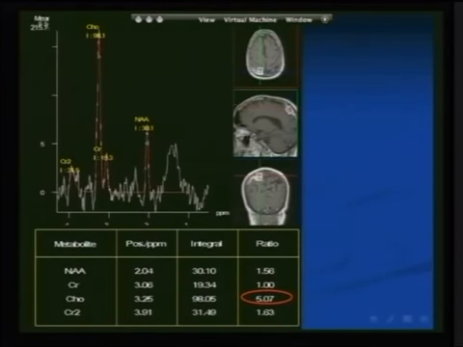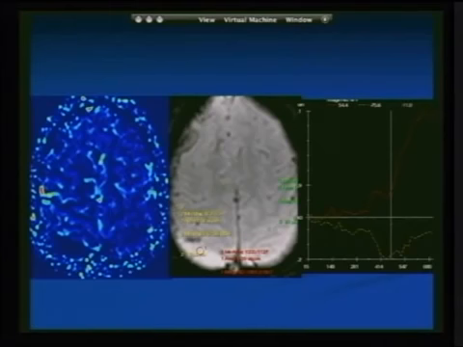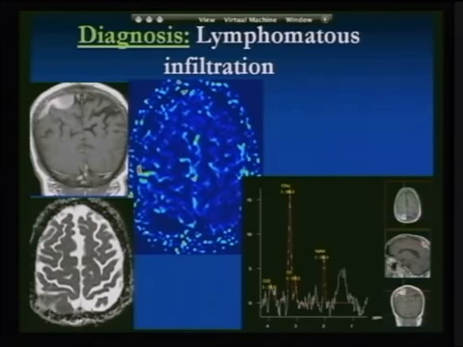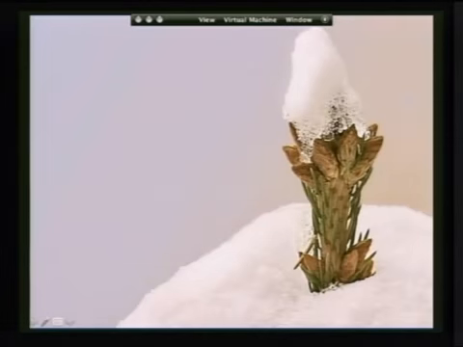Here, by spectroscopy, the choline is very high. Still, there is NAA. These are not the criteria for meningioma. By perfusion, the lesion is hypoperfused. Again, these are not criteria for meningioma. And the diagnosis reached was lymphomatous infiltration.